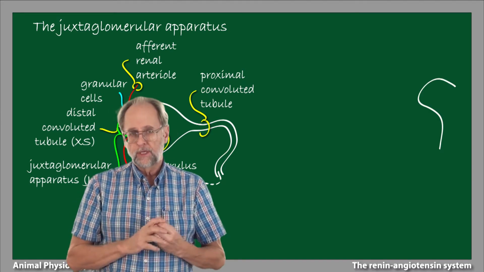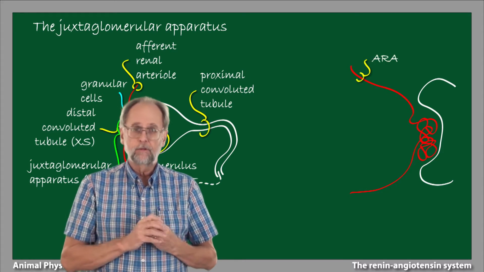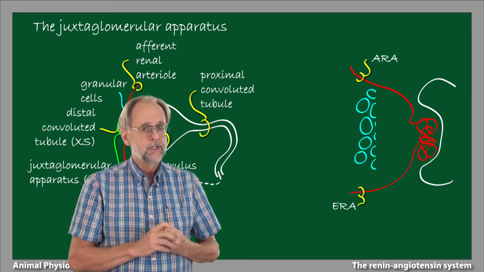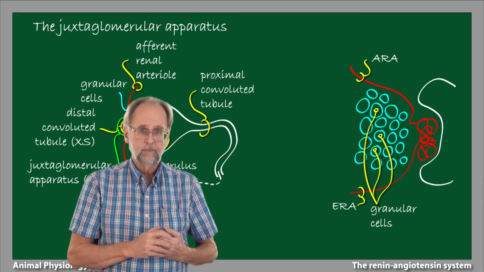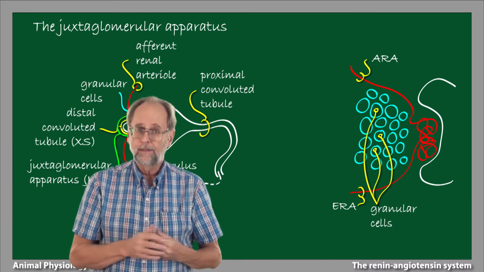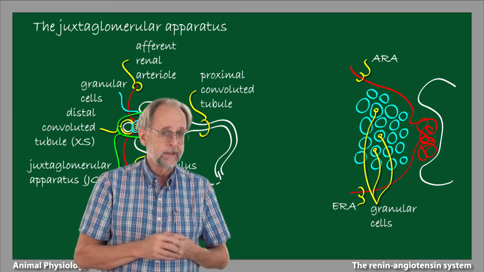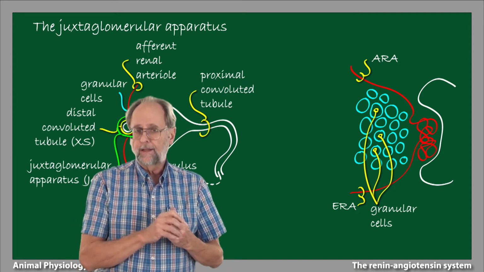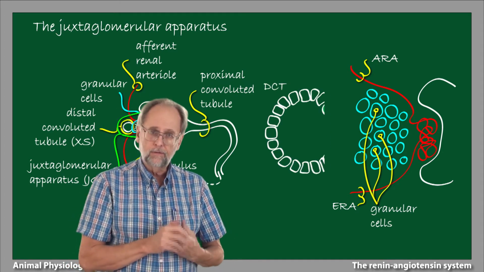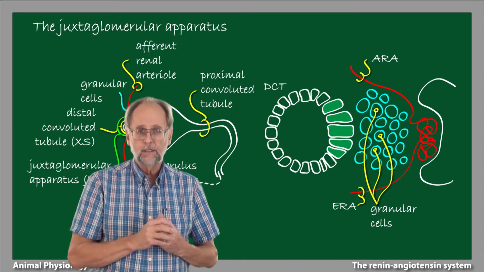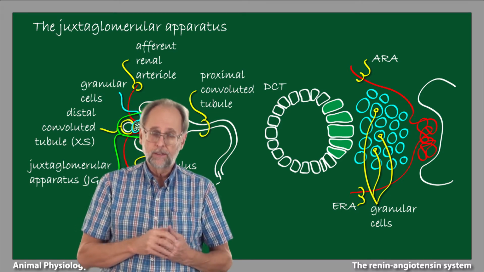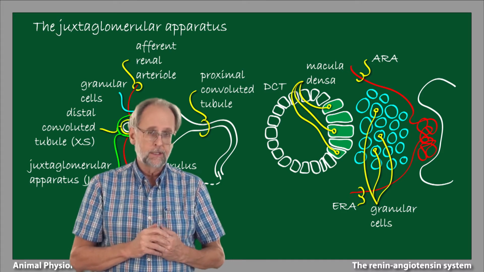We'll start with the Bowman's capsule and glomerulus, fed by the afferent renal arteriole and drained by the efferent renal arteriole. The granular cells are nestled at the base of the glomerulus. I'm depicting these as a mass of cells, but these are actually cells derived from the endothelium of the arterioles and glomerulus. That fact will be important in a little bit. The remaining part of the JGA is the distal convoluted tubule, and here there's a specialized area of the tubule which consists of thickened cells that are adjacent to the mass of granular cells. This is the macula densa.